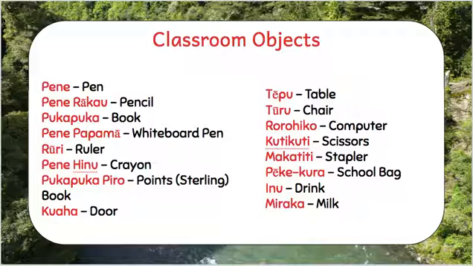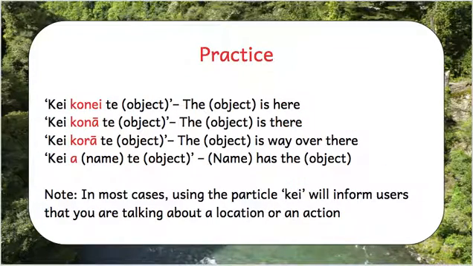Rorohiko, ke hia taku rorohiko, where's my computer? And the kids could respond with, kei kone te rorohiko, the computer's here. Right under your nose, possibly, if you aren't really looking as well as you should.